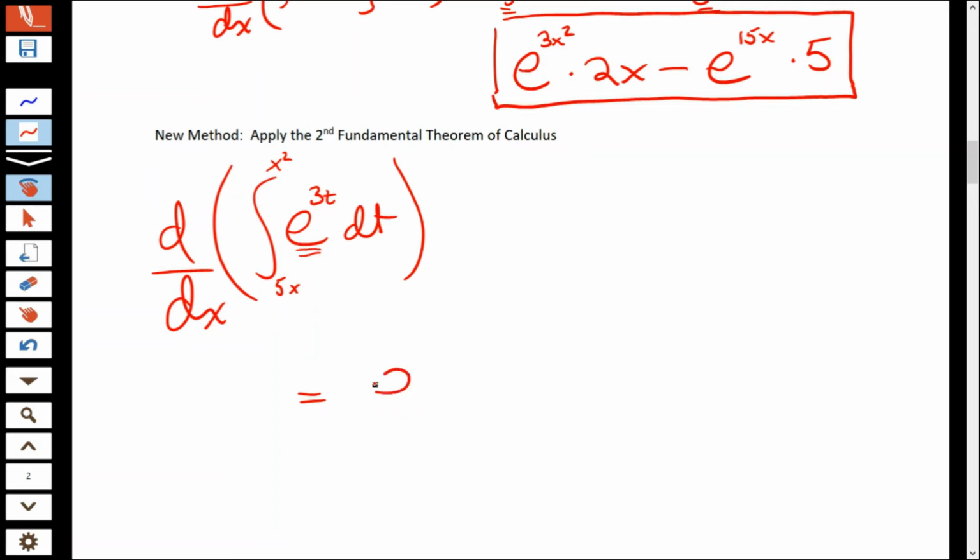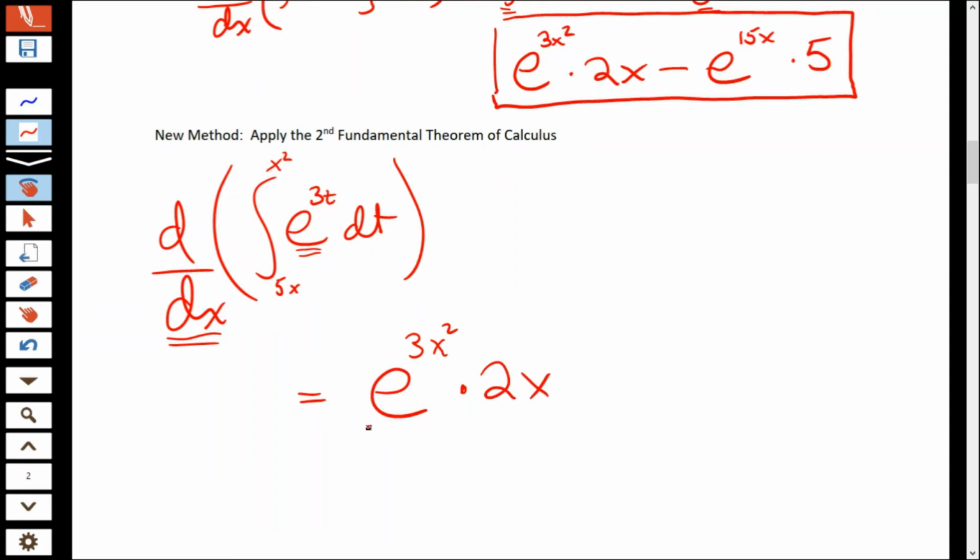That's going to be e to the 3t no matter what. But when you plug in your bound, x squared, you get e to the 3x squared, so we're just replacing t with the x squared. We have to multiply by the derivative of the x squared, right? The bound is going to get plugged in. We're still doing the derivative of it to get 2x.